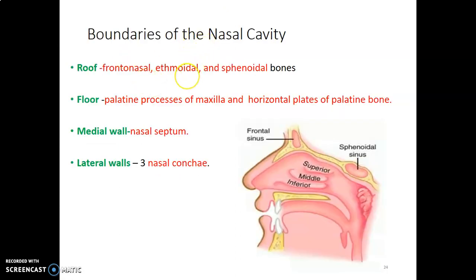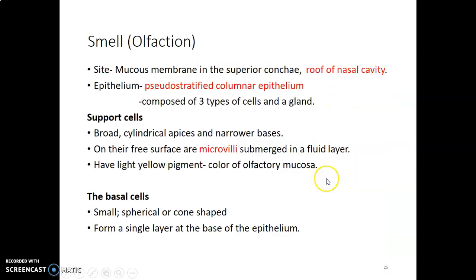So what are the boundaries of the nasal cavity? The roof is formed by frontonasal, ethmoid, and the floor is formed by palatine process of maxilla and horizontal plates of palatine bone. Then at the center, the two cavities of the nose are separated by nasal septum, which is made up of hyaline cartilage anteriorly and bone posteriorly, that is perpendicular plate of ethmoid and the vomer. Then the lateral wall of the nasal cavity is made up of superior, middle, and inferior conchae.